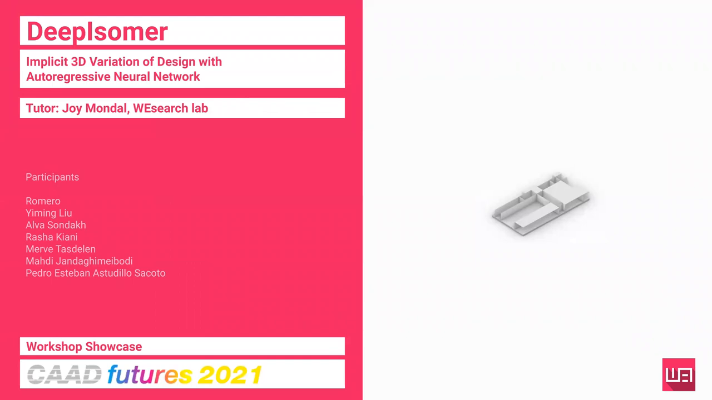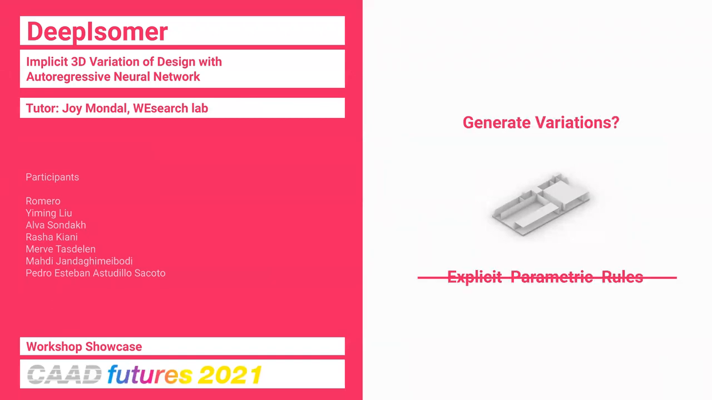This presentation, this particular PowerPoint, is quite literally fresh out of the oven. This was developed by the participants at CAADe Futures and myself about 3 months back. We call the process Deep Isomer. The challenge we took up was: how do we generate variations of a 3D model or a 3D aggregate without mentioning explicit parametric rules?